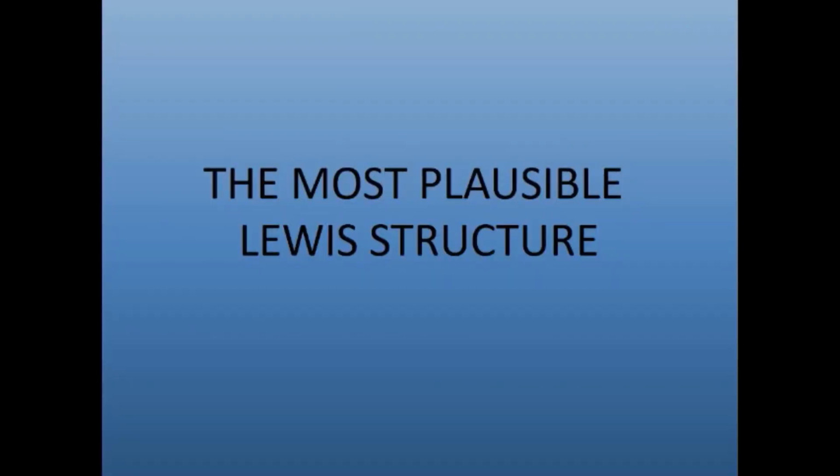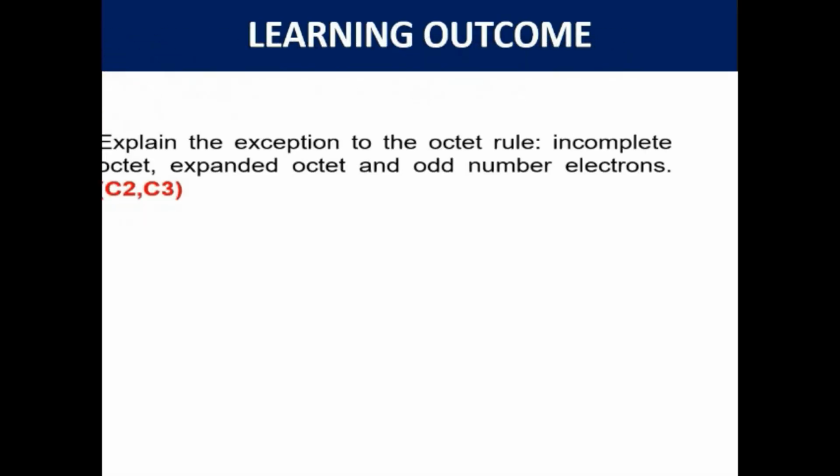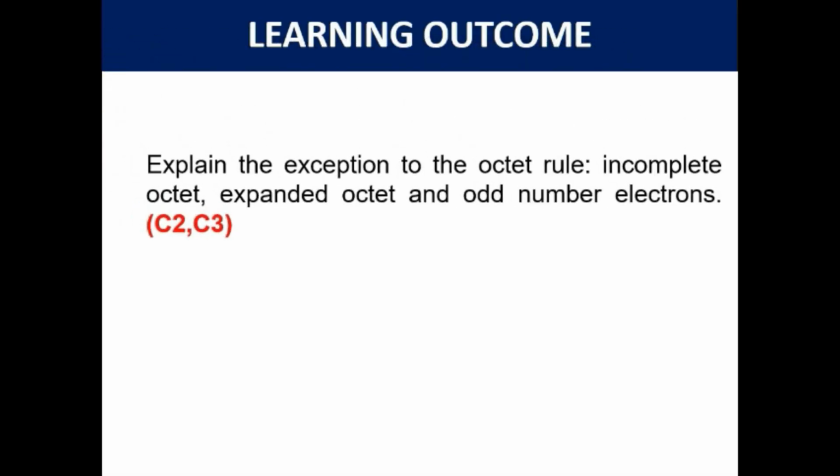Let's learn about the most plausible Lewis structure. At the end of this lesson, students should be able to explain the exceptions to the octet rule: incomplete octet, expanded octet, and odd number electrons.